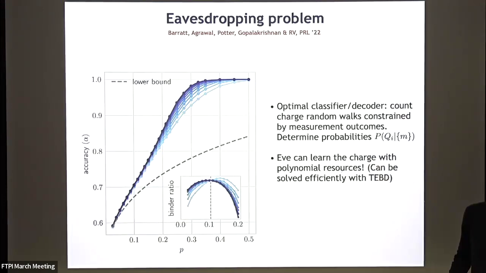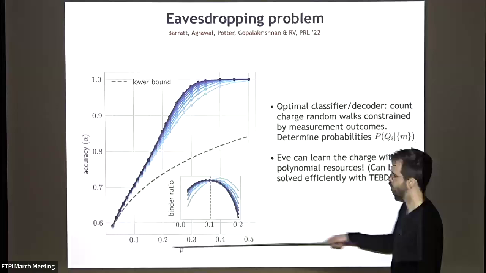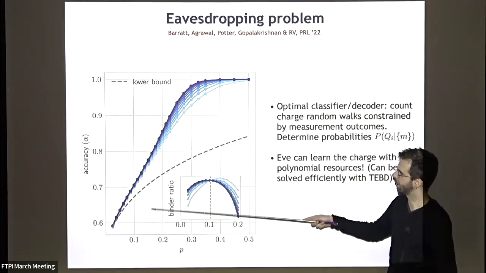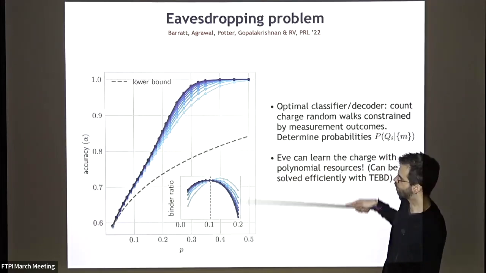This is just one plot of what it looks like in practice. The axes are measurement rate and accuracy, so how accurate Eve is. You see at low measurement rate, you start at 1/2, you flip a coin. But as you measure more, Eve is able to do better and better. Those are different system sizes. And of course, if you measure enough, basically you get it right.